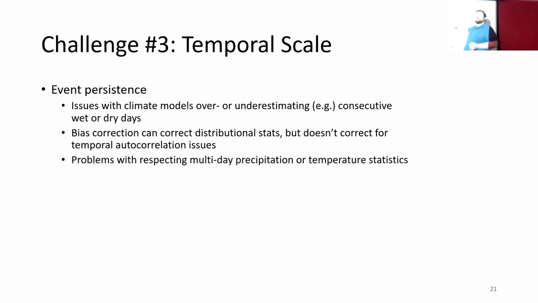We're missing out on the 3-day statistics and the 7-day statistics and the 30-day statistics that might be important for, let's say, drought analysis. So our bias correction corrects distributional stats at a specific time interval, not all time intervals. So it doesn't handle things like autocorrelation of consecutive precipitation events in consecutive days.